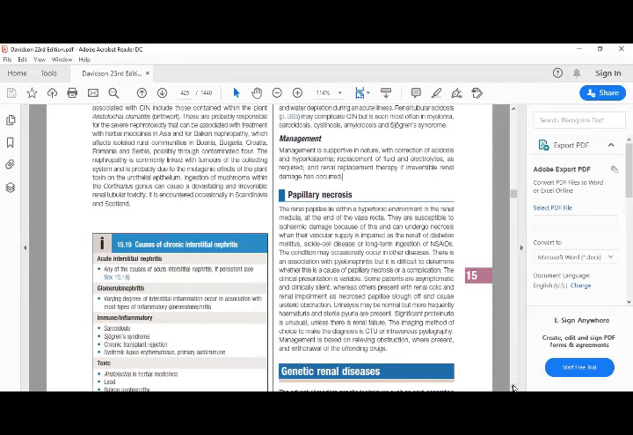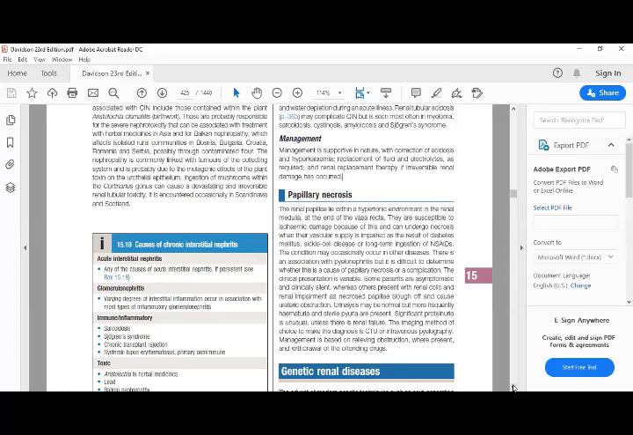Papillary necrosis: the renal papillae lie within the hypertonic environment in the renal medulla at the end of the vasa recta. They are susceptible to ischemic damage because of this and can undergo necrosis when their vascular supply is impaired as a result of diabetes mellitus, sickle cell disease, long-term ingestion of NSAIDs, and association with pyelonephritis. The condition may occasionally occur in other diseases.